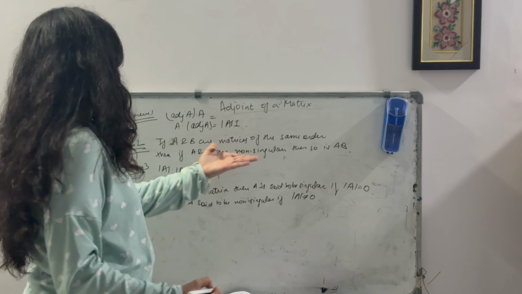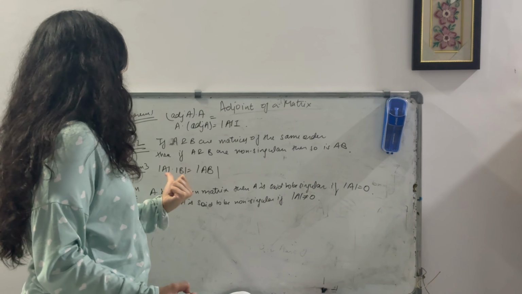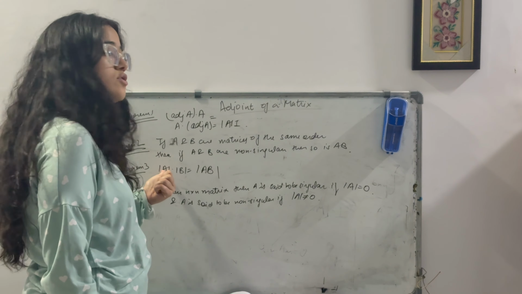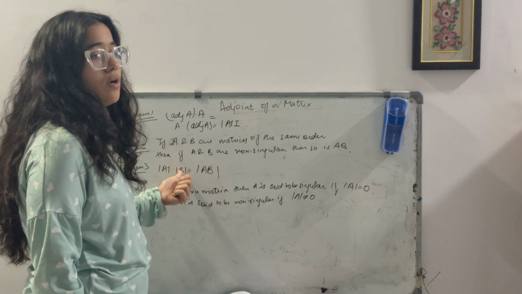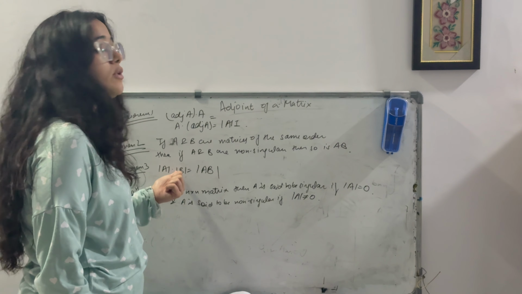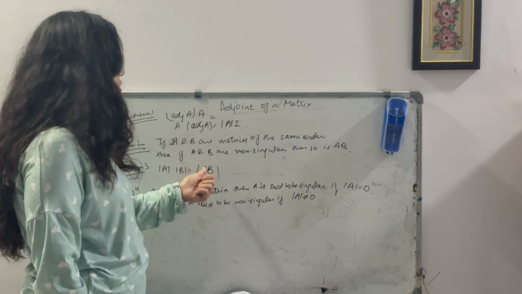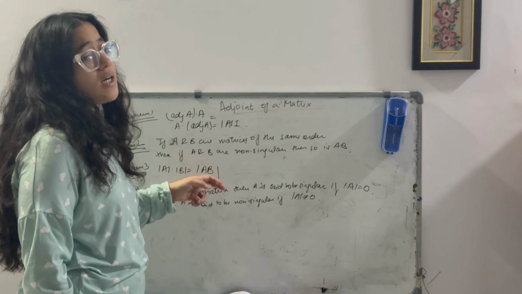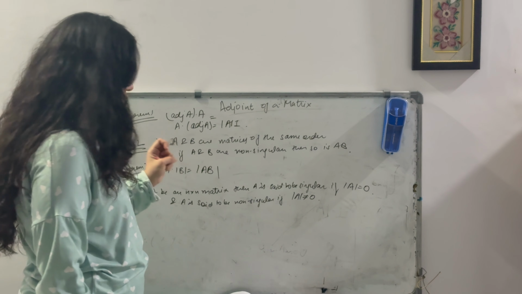So that is what theorem 2 says, that if A is not singular and B is not singular, that means determinant of A is non-zero and determinant of B is non-zero. Therefore, determinant of A into determinant of B is non-zero, and hence determinant of AB is non-zero, which results in AB also not being singular.